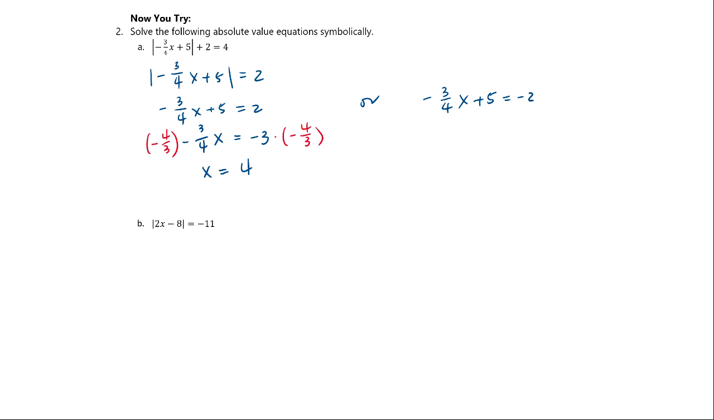On the other hand, if I have the second option here, the procedure is still the same. We're going to subtract 5 on both sides to get negative 3/4 x is equal to negative 7. And to find the result, I can multiply negative 4/3 on both sides. As a result, we would get x is equal to positive 28/3. And these are the 2 possible solutions for our equation.